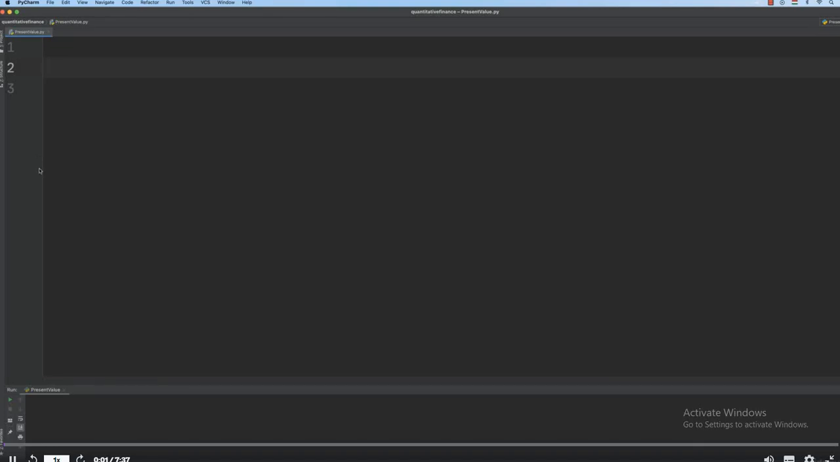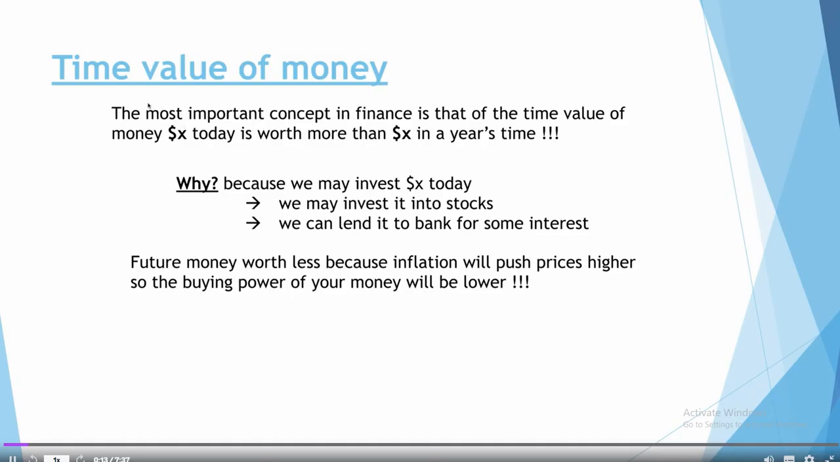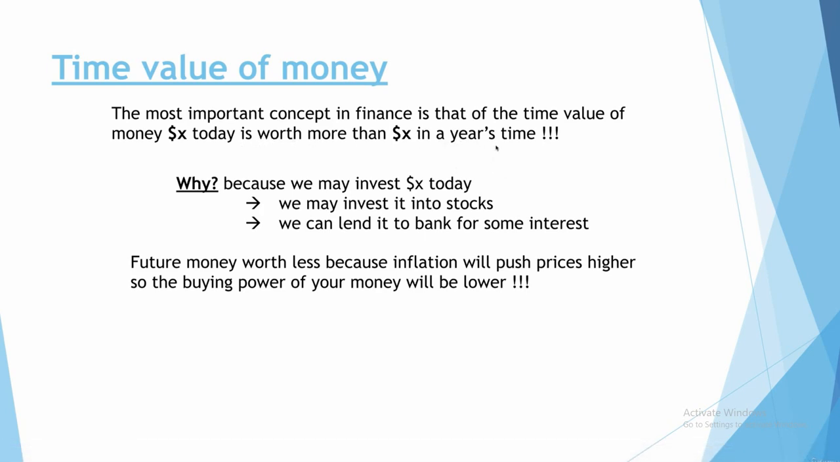In the previous lecture, we have been talking about the theoretical background as far as future value and present value of money is concerned. So in this lecture, we are going to take a look at how to implement this problem in Python. This is what we have been talking about in the theoretical section: the most important concept in finance is the time value of money, that money today is worth more than in a year's time.